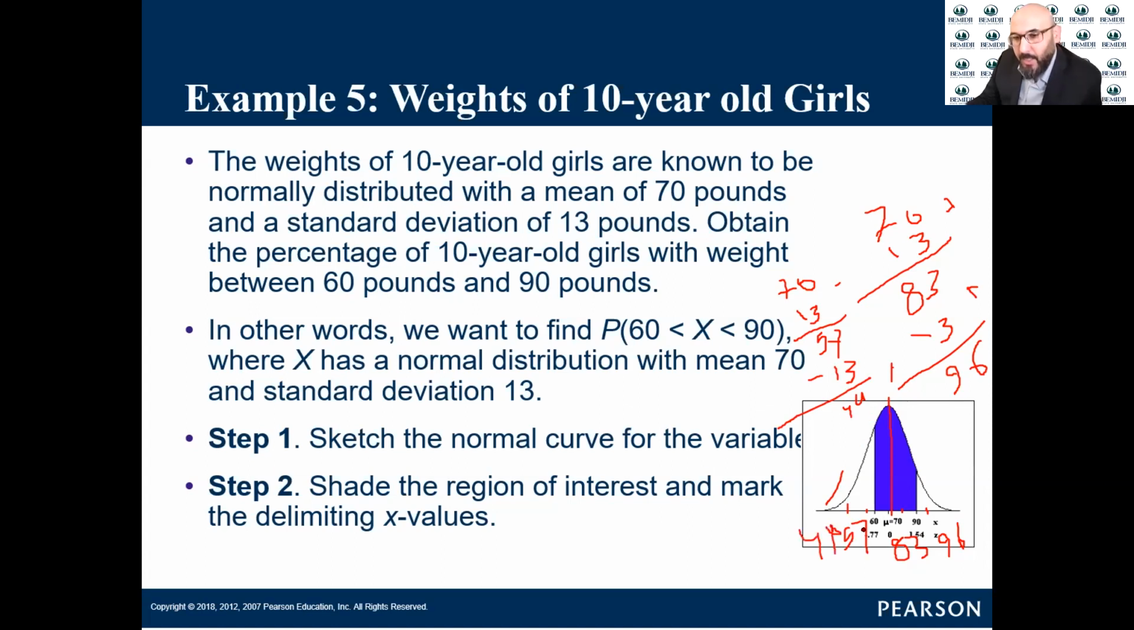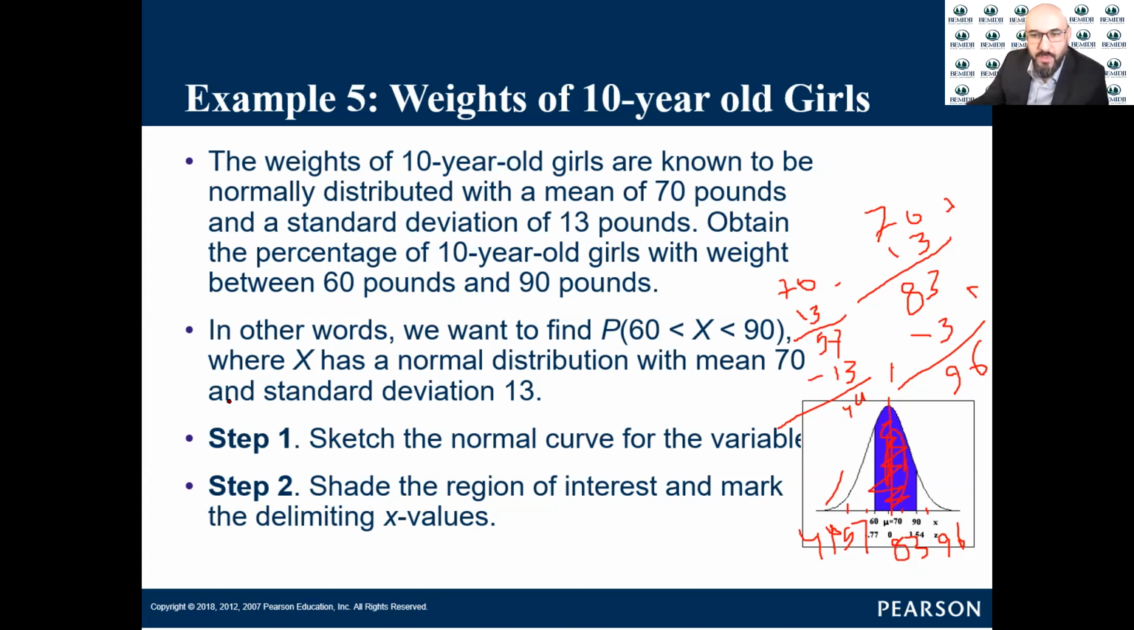Anyway, we're trying to target between 60 and 90. So we highlighted the 60. Here's the 60, and this is the 57. And 96 is here, so the 90 would be somewhere here. So we highlighted the area, and we need to find out the percentage. What would be the percentage of the girls whose weights are between 60 and 90?